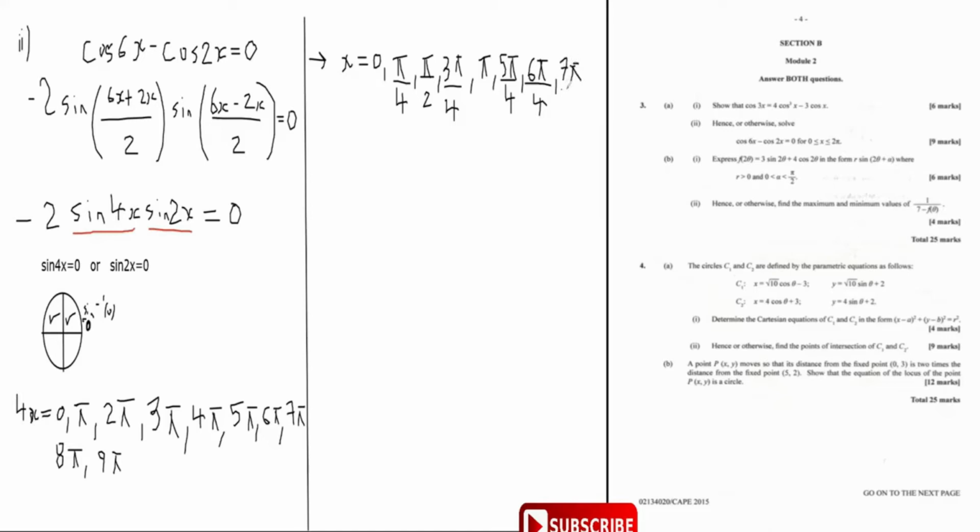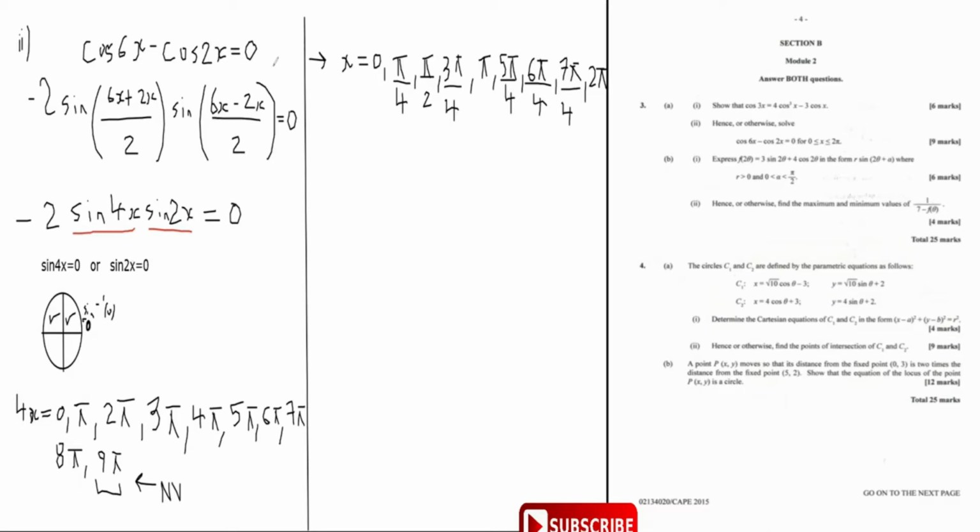And then after you have 7 pi by 4, you're going to have 8 pi by 4, which is 2 pi. But we can stop right here. Why can we stop right here? Because 9 pi by 4 is going to be bigger than 2 pi. So this one is not valid. All right. So those are all the values of x we get from this solution.